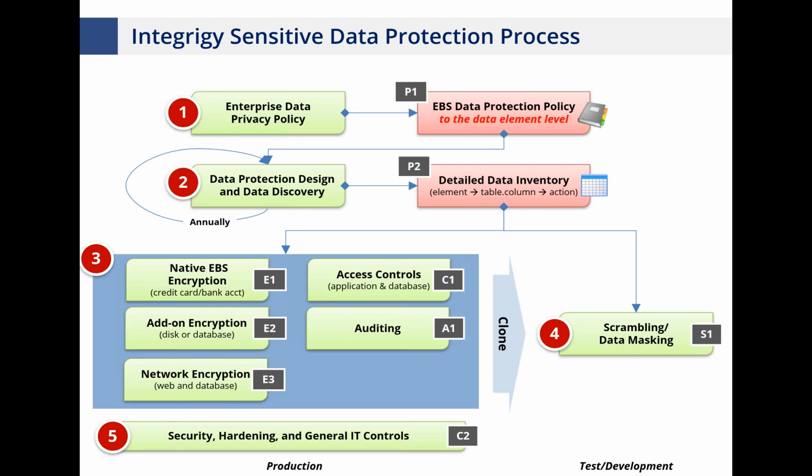And then you can actually start doing your data protection design and data discovery process, and you're doing this at least annually on most of your major databases to get down to that detailed data inventory, down to the table level. And then the final step of that inventory is, what are we doing about each of those? And then step 3 here is, what are we doing about that? How are we actually protecting these elements?